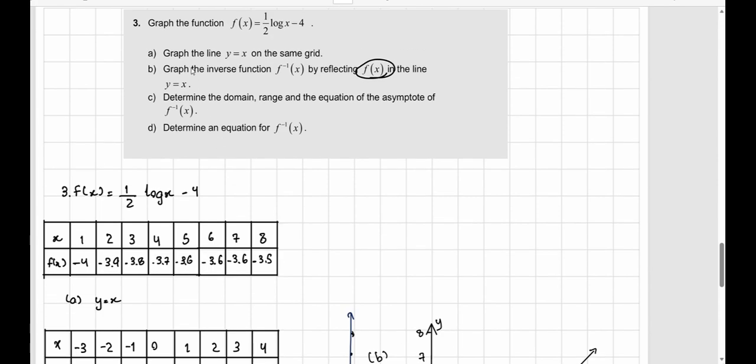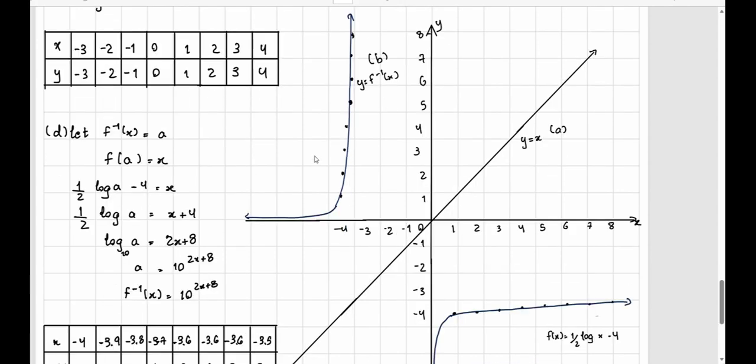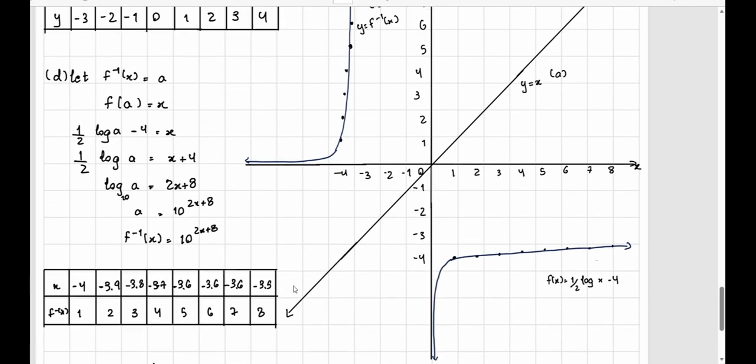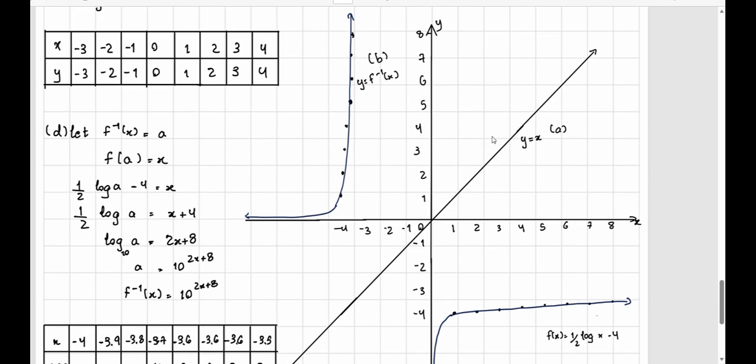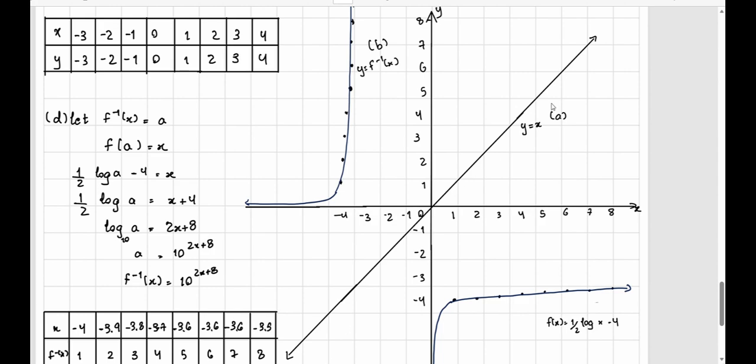And also graph the line y equal to x on the same grid. So this is my table of values, and this is my line. It's easy because it's just a simple function. So y equal to x is going to be like this.